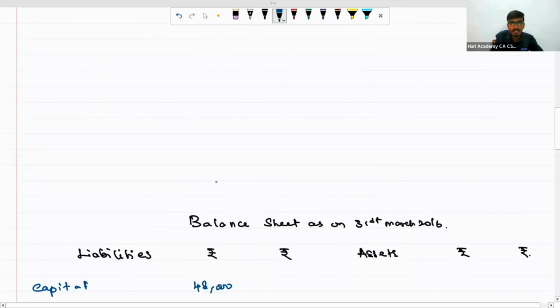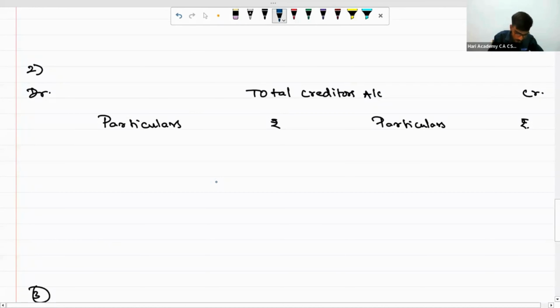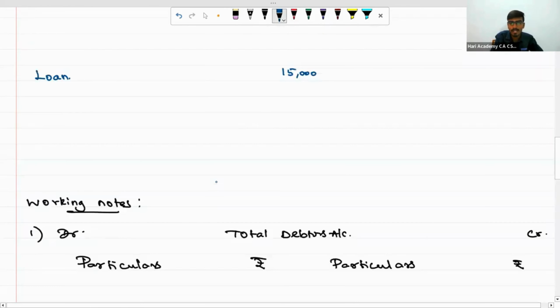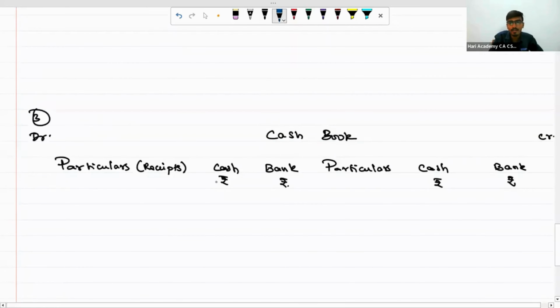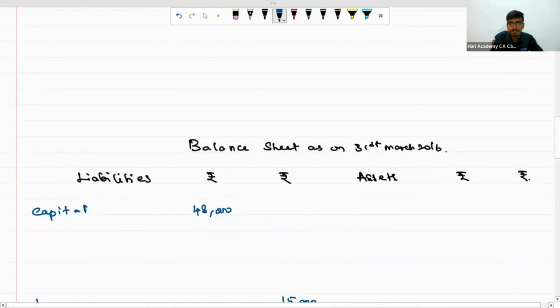And you are having creditors, correct? For the creditors, go to the working note. For the creditors, write down by balance brought down. What is the value? 31,000 is your value. You will put 31,000. Once it comes to the asset side, what is the first value you are having? The balance sheet.